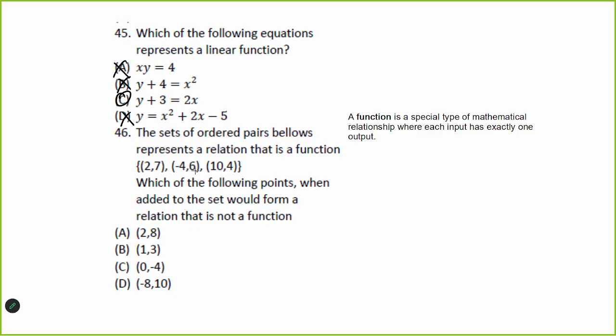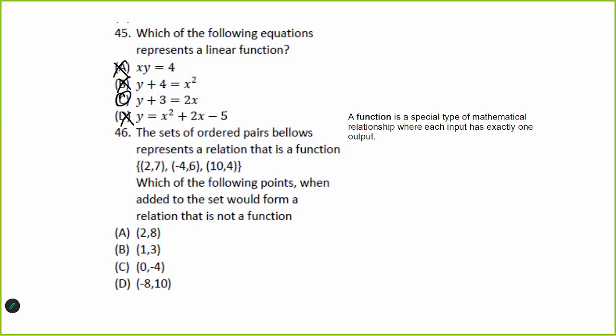So we have where each input has exactly one output. So each input. So we want one x value and one y value. So if I was to put 2, 8, I would see that this is why they want a many-to-one. So we only want one x value.